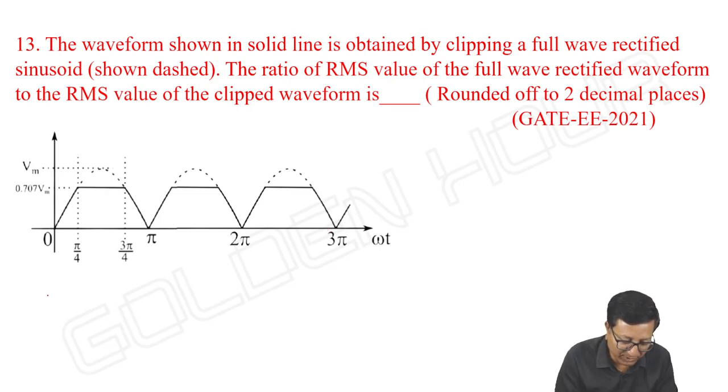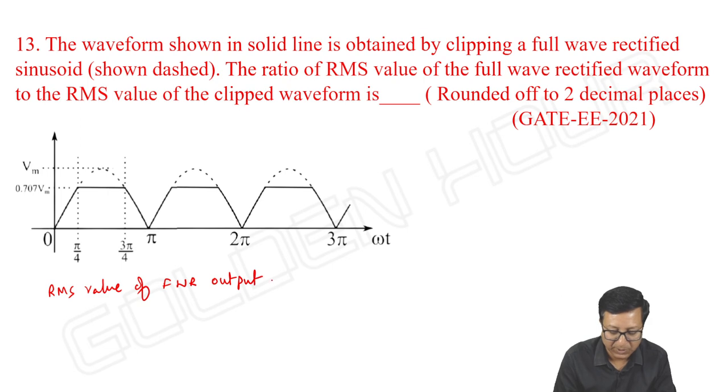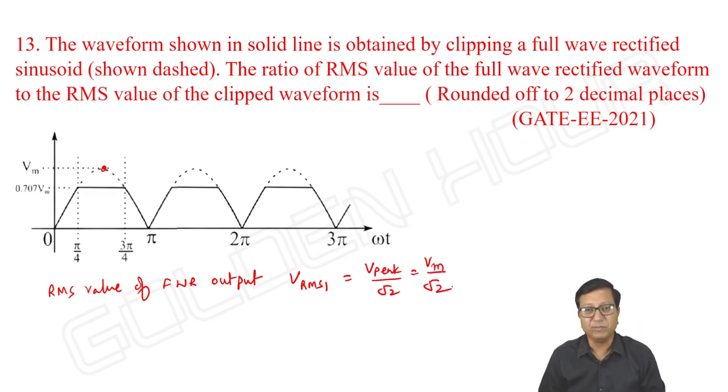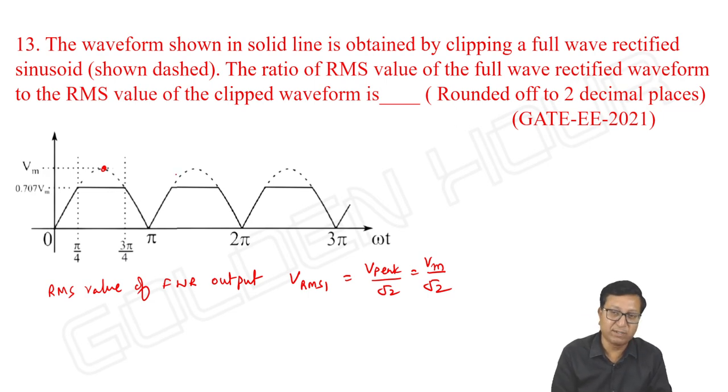Let me write the RMS value of the full wave rectifier output as VRMS1. It is nothing but peak amplitude by root 2. The full wave rectified output has a peak amplitude of Vm, so it is Vm by root 2. The required ratio is this one to the RMS value of the second waveform.